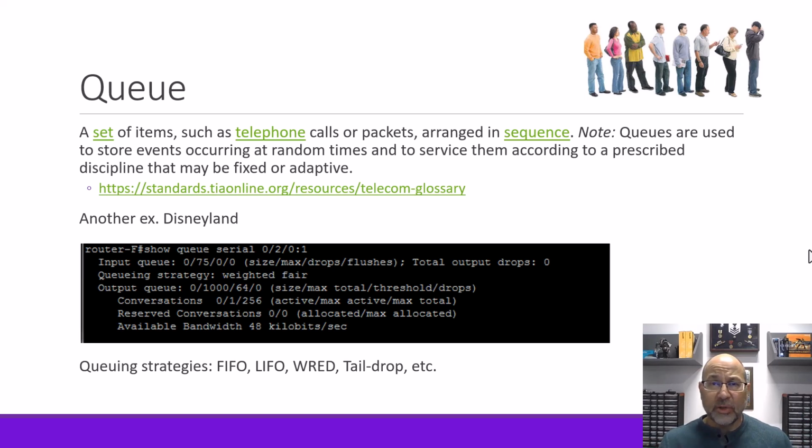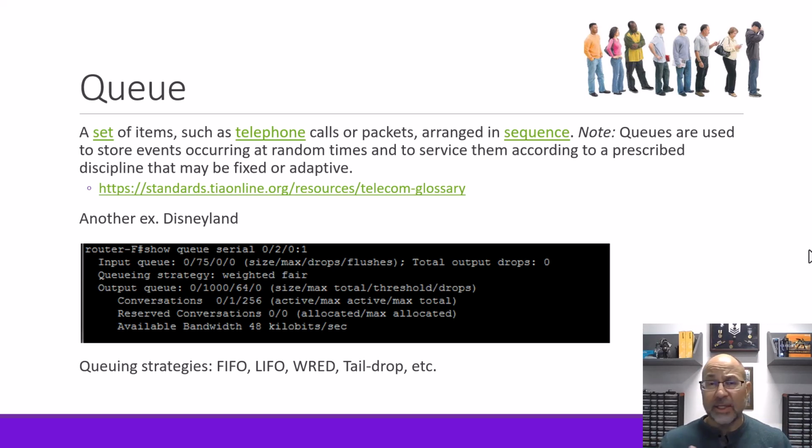Now they get to a particular interface, but they're moved into the input queue, and the router has to service that queue. So what do we mean by servicing? Well, there's a queuing strategy or a discipline that we use to service that queue. Probably the most common queuing strategy is FIFO, first in, first out. The first packet comes in, we figure out what to do with that, and we move it to the next queue, and then so on and so forth.